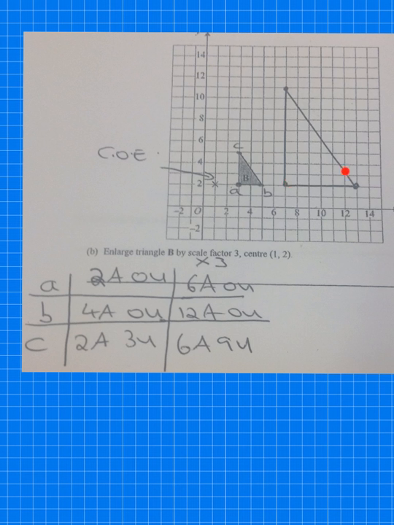We draw the triangle, and this is exactly the new triangle with a scale factor of 3 with the center 1, 2. Now we can double check it. That's 2 boxes. This is now 6 boxes, so it's been increased by a scale factor of 3.